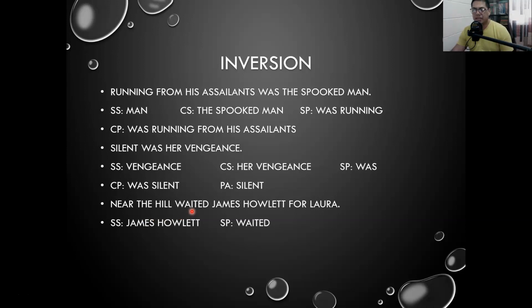And then I classify the complete predicate, waited for Laura near the hill. And I do not have a direct object or a predicate something. No, that's it. And those are the first two cases, guys.